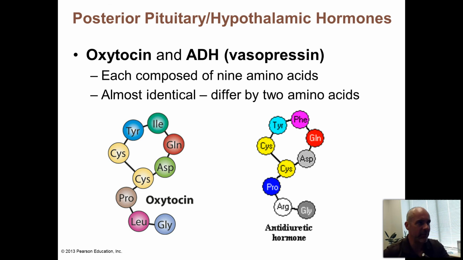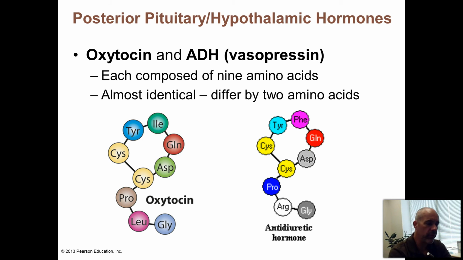Remember all that terminology from your last course. And they're secreted as needed. But their location of secretion is actually within the posterior pituitary structure. So that's why they're called posterior pituitary hormones.